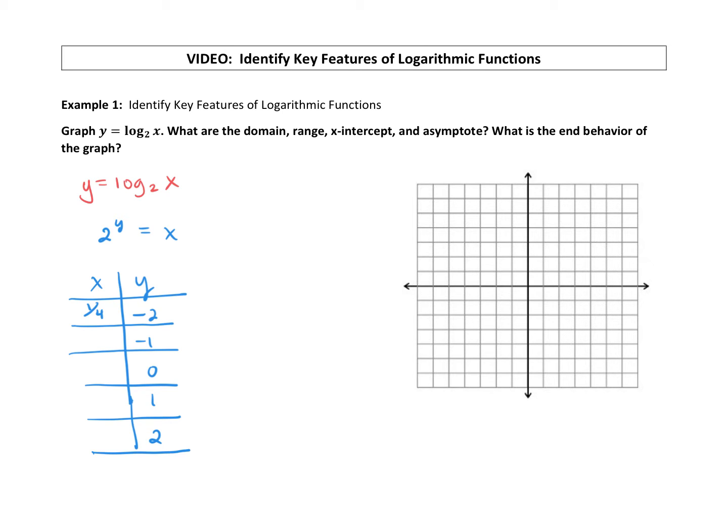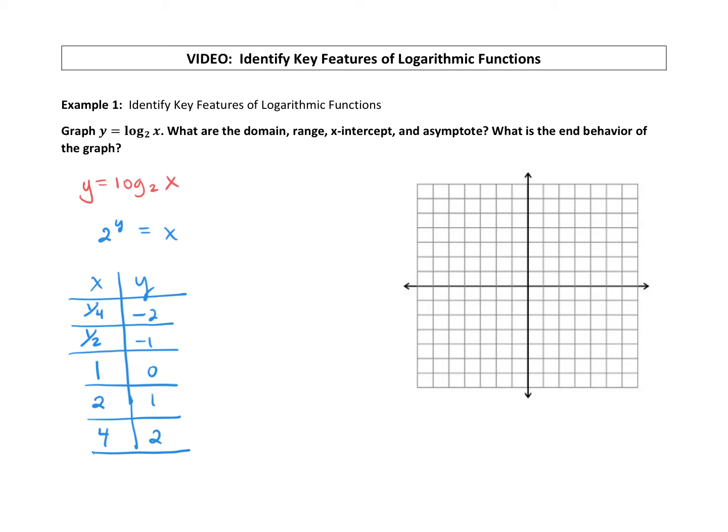Now let's plug in a -1 for the y. 2 to the -1 power, we bring it to the bottom, it's 1 over 2 to the first, or 1 over 2. 2 to the 0 power, anything raised to the 0 power is 1, that's one of our exponent properties. And then the last two are pretty quick. 2 to the first power is 2, and 2 to the second power is 4.